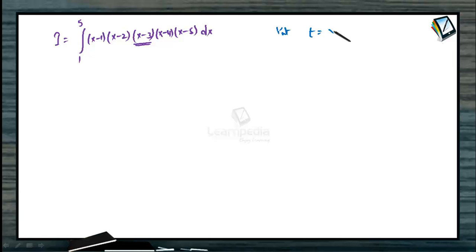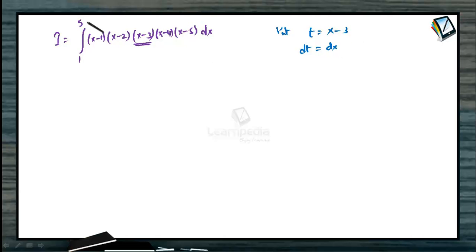Now interestingly, the same problem can also be solved in a different method, as change of variables. Let's consider I as the given integral 1 to 5 of (x minus 1) into (x minus 2) into (x minus 3) into (x minus 4) into (x minus 5) dx. Now as a mean term of all these factors, let's take t as x minus 3. Now when we consider t as x minus 3, what would be dt here? dt would be same as dx.